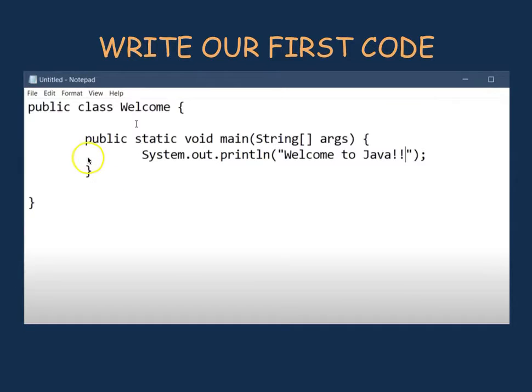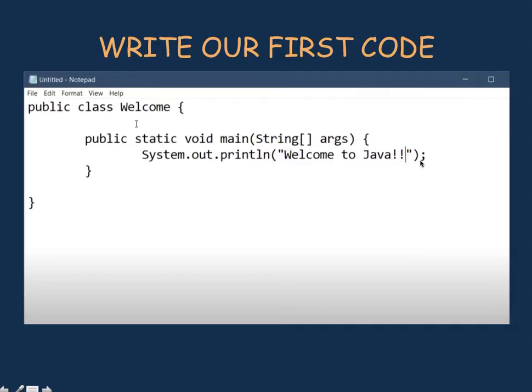This program will print a string. So we need to use the println method. For that, we need to have access to the System class. So we use the dot operator. We use the out field of the System class, and we use again the dot operator. Then we call the println method. And after that, we put a semicolon because this is a statement and we should end it with a semicolon.